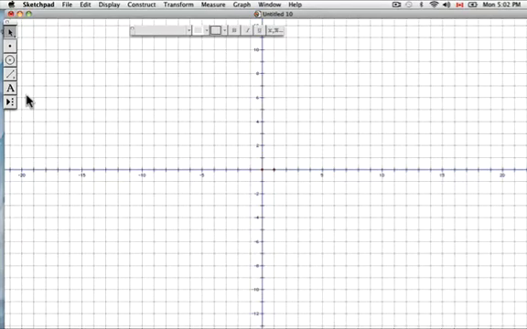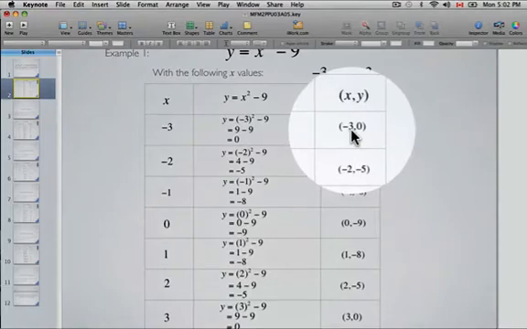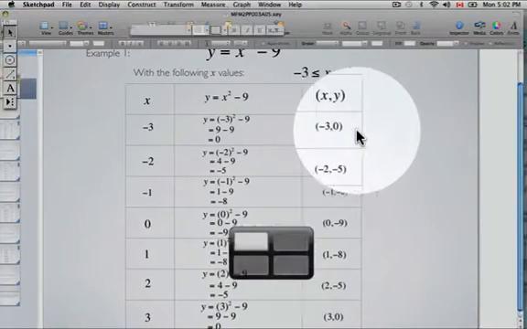Using Geometry Sketchpad, we're going to create a graph. First, we're going to refer back to our table of values. Here's our table of values. We're going to input each one of these points. We're going to plot the points. So our first point to plot is -3, 0.